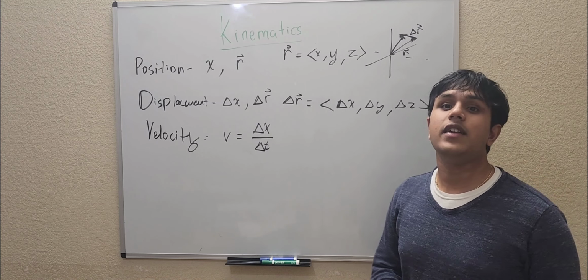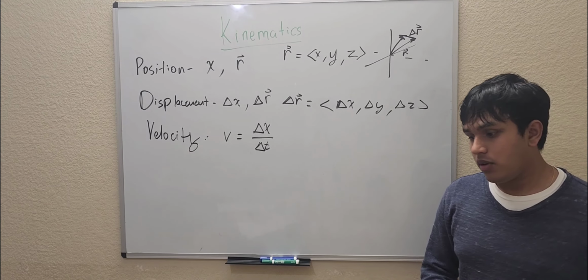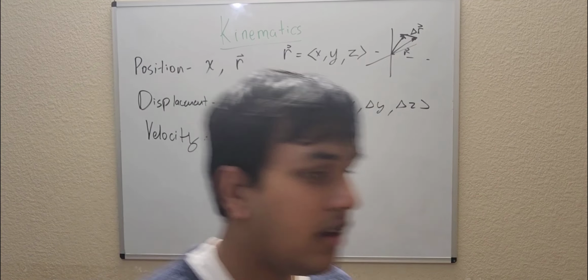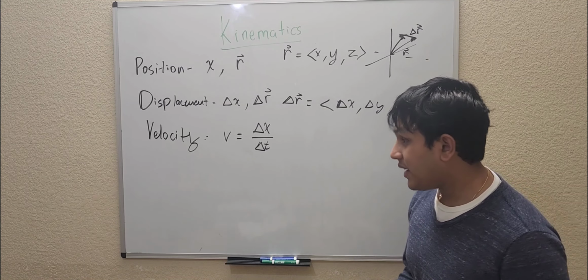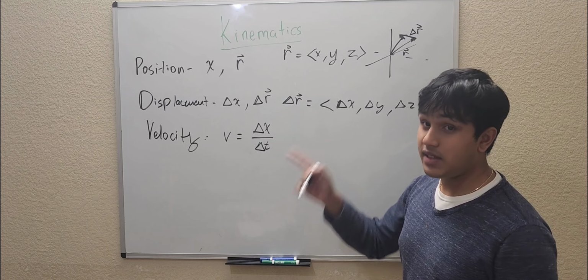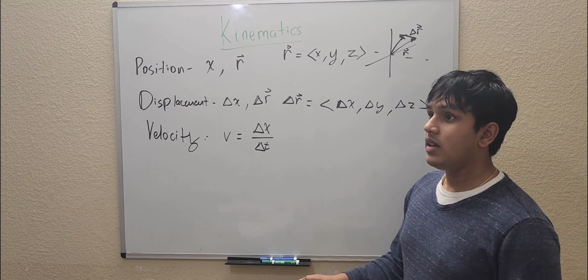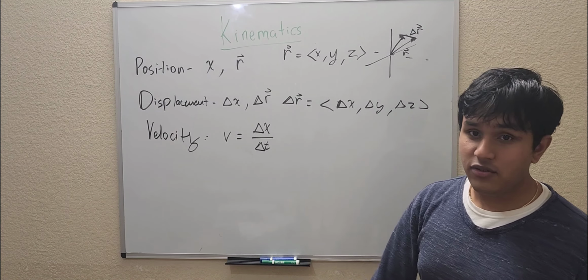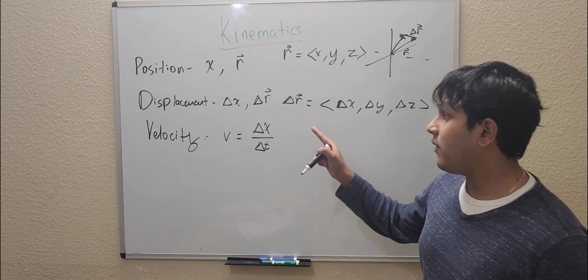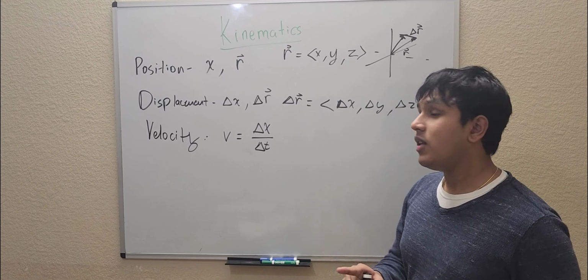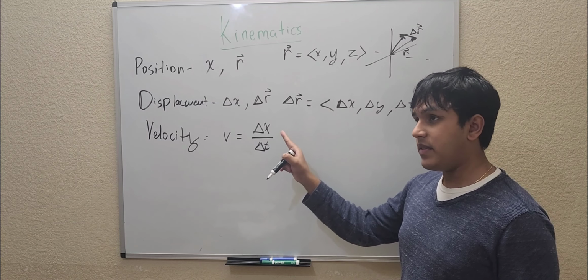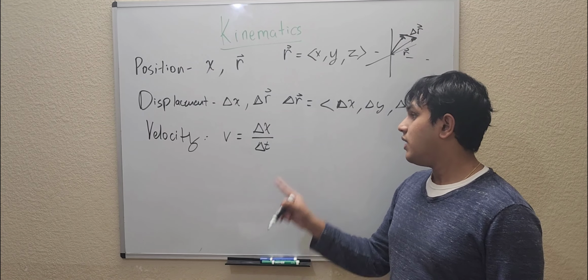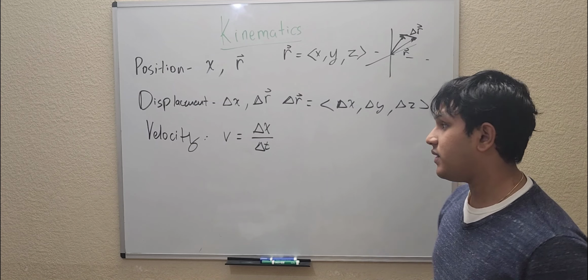Note that velocity is very different from speed. For example, let's say I run around and I come back to the same spot. My displacement is 0. So even though my speed was never 0 when I was running, my velocity is 0, because my average velocity is 0, because my final position is the same as my initial position. So velocity in that case would be 0.